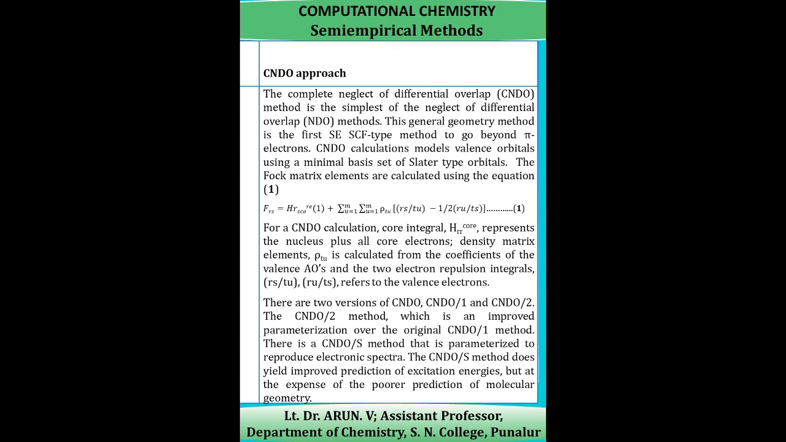There are two versions of the CNDO approach, that is CNDO/1 and CNDO/2. The CNDO/2 method is an improved version of the CNDO/1 method. There is also a CNDO/S method that is parameterized to produce electronic spectra. The CNDO/S method yields improved prediction of excitation energies, but at the expense of poor prediction of molecular geometry.